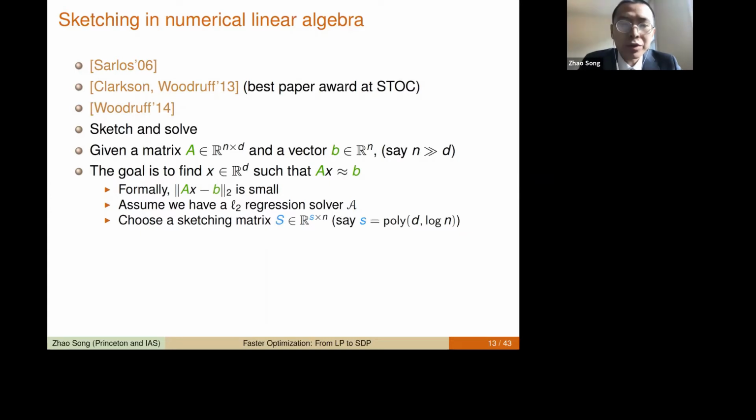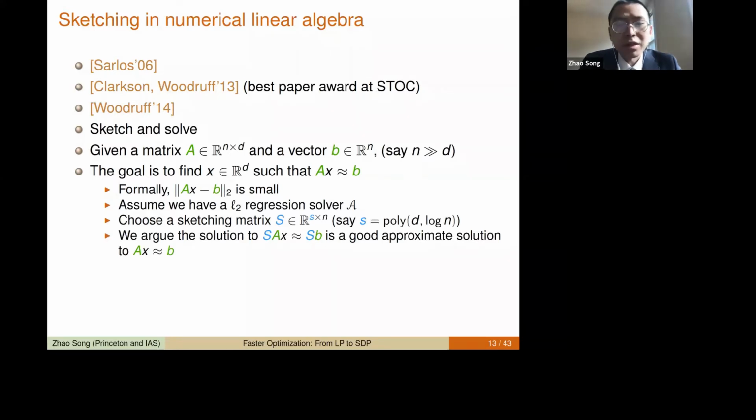And now what we are going to do is choose a sketching matrix S. Usually the sketching matrix is a random Gaussian matrix, or something very fast. And let's say s is much smaller than n, more like poly(d, log n). So what we need to argue is the following: the solution to the sketched version of the regression problem is actually a very good approximate solution to the original L2 regression. Therefore, you can just run a solver on the sketched version of the problem, and then you are done.